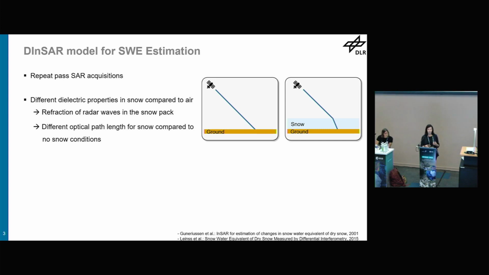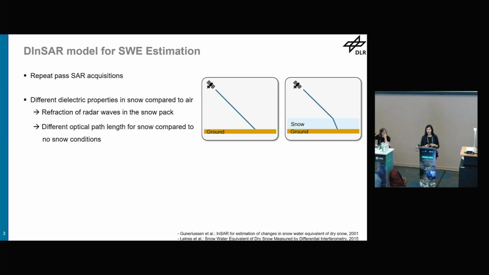And for repeat pass SAR interferometry, so to look at the same spot at a different time, a SWE retrieval model can be used, which relies on the fact that the radar waves are refracted in the snowpack. And here you can see an example. In the left plot, you can see a radar wave traveling to the ground. When the ground is covered by snow, the radar wave is refracted because snow has different dielectric properties than air. Then when comparing no snow to snow conditions, a difference in the optical path length can be observed.